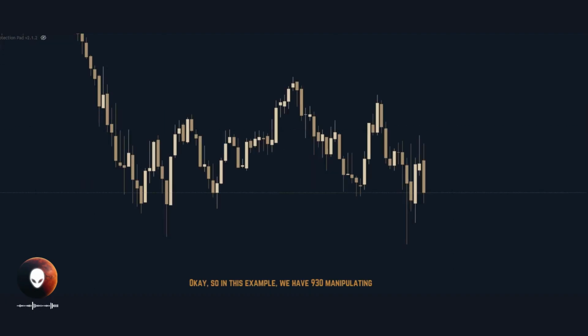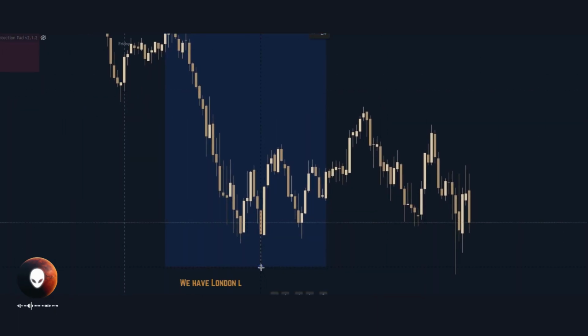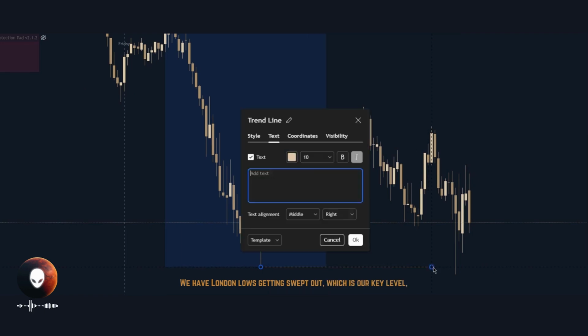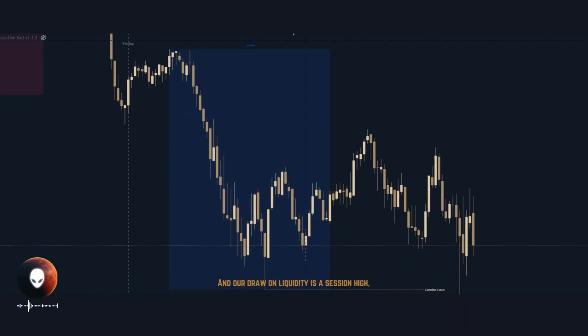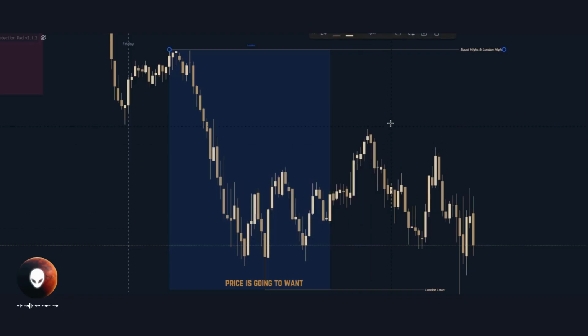Okay, so in this example we have 9:30 manipulating lower, which is what we want to see when we have a bullish bias. We have London lows getting swept out, which is our key level, which happens to be a session low. And our draw on liquidity is a session high, which is London high. So not only is it a session high, but there's also equal highs up there, which makes it a liquidity pool. There's lots of liquidity resting there, so given our bullish bias, price is going to want to take that up.